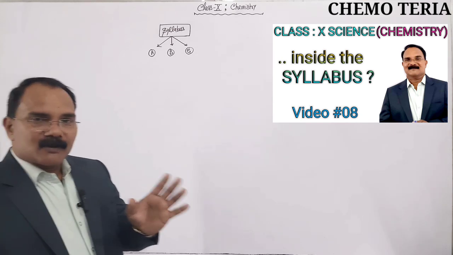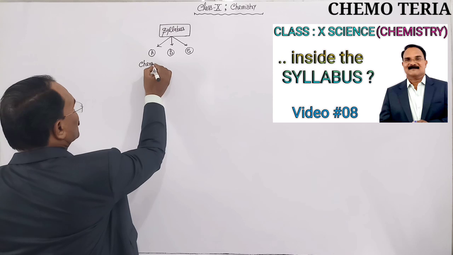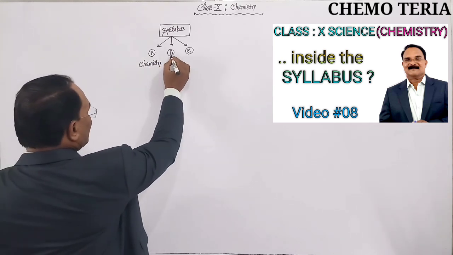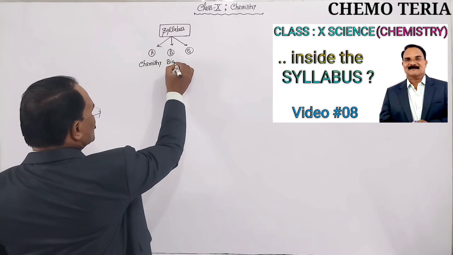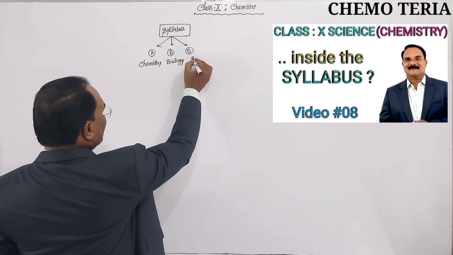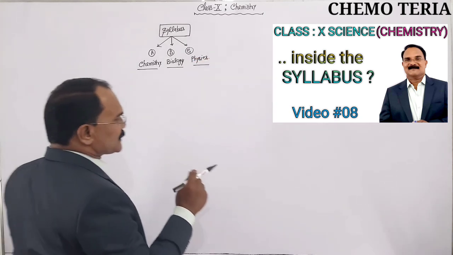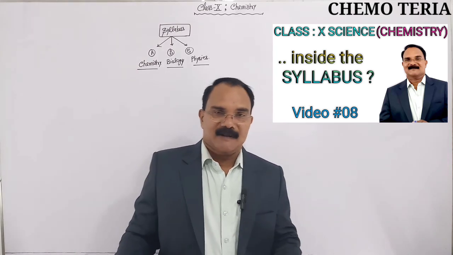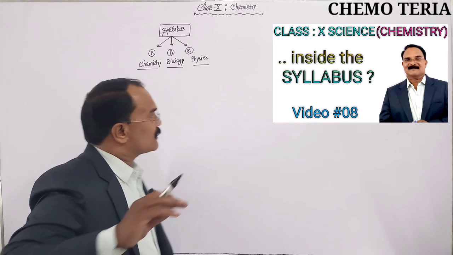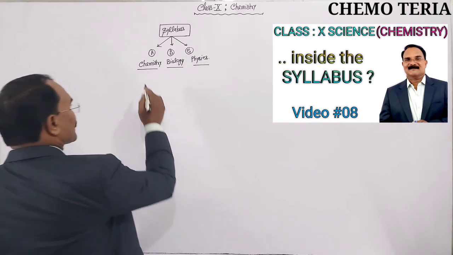The A part, the first part, is chemistry. The second part, that is the B section, is biology. And the third section is physics. So you can say that this syllabus of science for class 10th is divided into three parts: chemistry, biology and physics. This is elaborated in the previous video session.